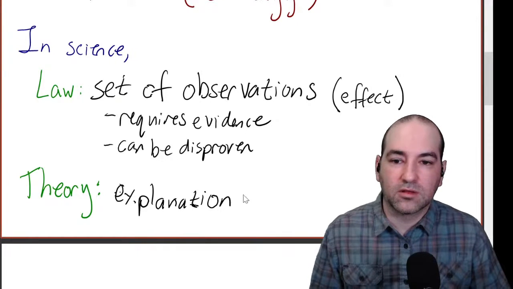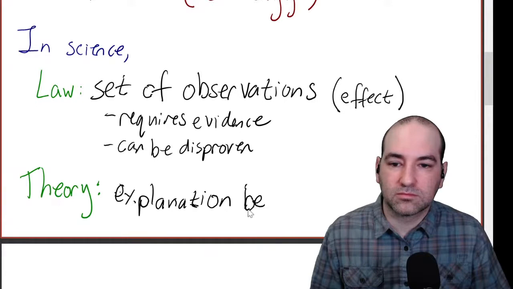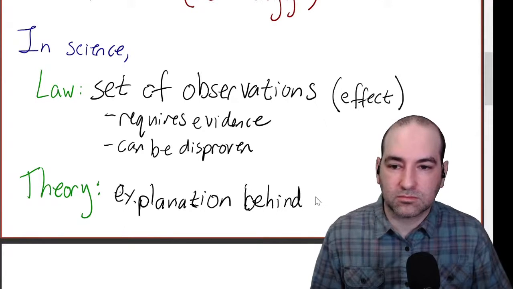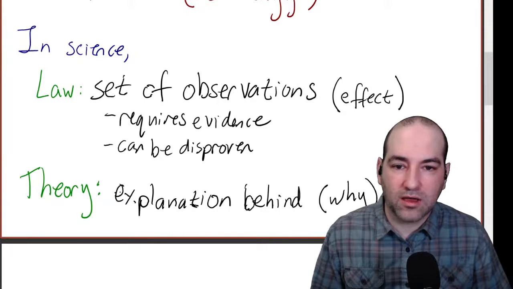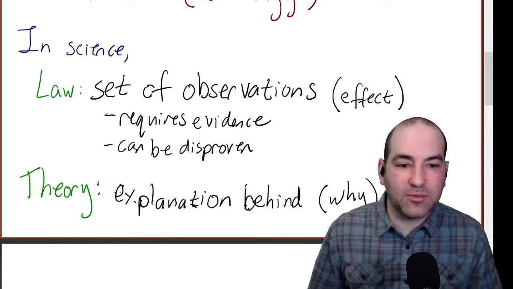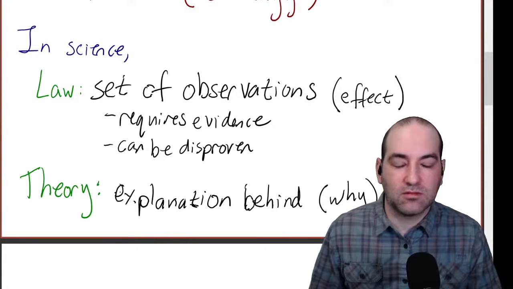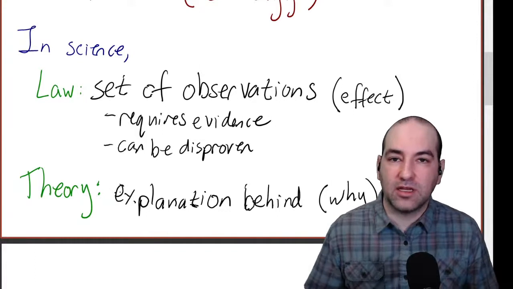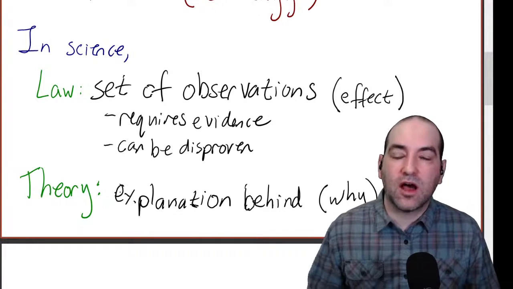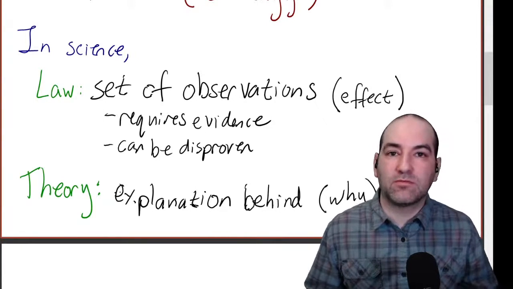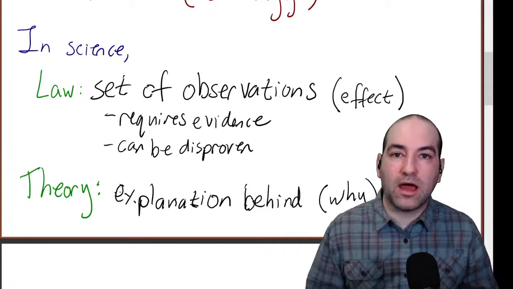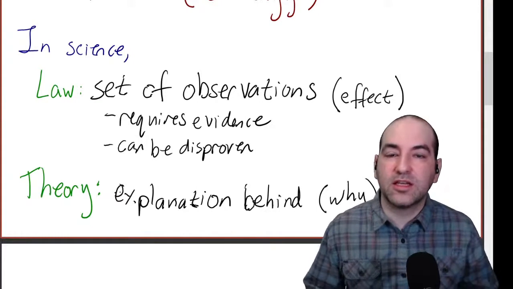Explanation, the explanation behind what happens. So we can call this the why or the cause. For example, atomic theory is the theory that matter is made up of atoms, tiny little atoms. And if that is our explanation, then we can explain why matter works in particular ways because of this theory.